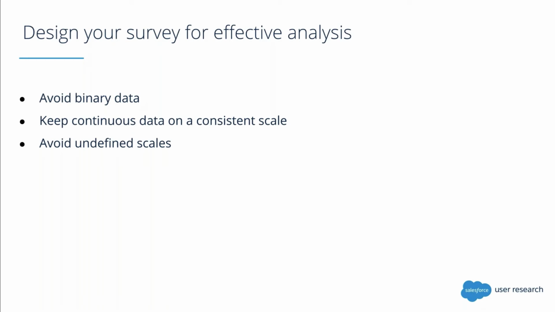And then avoid undefined scales if possible. So a question like rank your preferences from top to bottom, you don't know what the space is between the top choice and the second choice and the second choice and the third choice. So it's just not a consistent variable with all the other variables you'll be using. And especially in this case, when you're putting a ton of data into SPSS and you're hoping it'll give you personas, you want everything to be on a consistent scale.